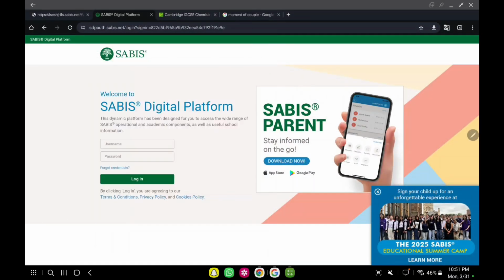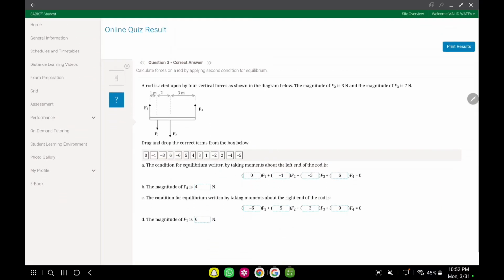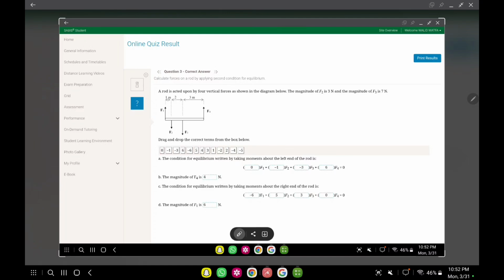Question 3. Not very hard. A rod, so we're working with a rod now. I think it's easier than a ladder, when working with a ladder and angles, some people find it complicated. Anyways, a rod is acted upon by 4 vertical forces as shown in the diagram below. 2 up and 2 down, as you can see.